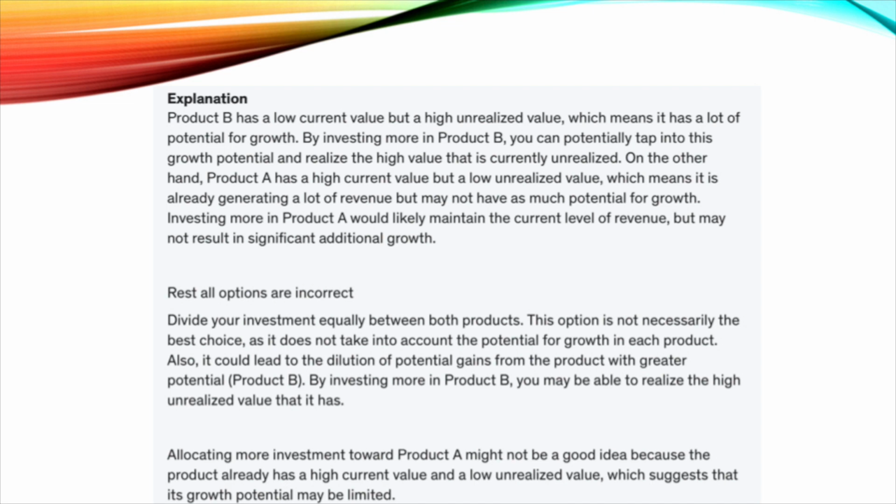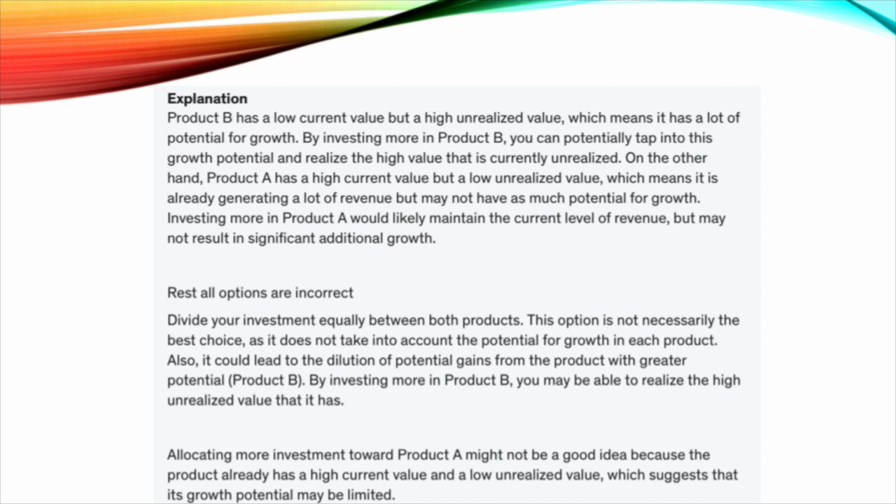Explanation: Product B has a low current value but a high unrealized value, which means it has a lot of potential for growth. By investing more in Product B, you can potentially tap into this growth potential and realize the high value that is currently unrealized. On the other hand, Product A has a high current value but a low unrealized value, which means it is already generating a lot of revenue but may not have as much potential for growth. Investing more in Product A would likely maintain the current level of revenue, but may not result in significant additional growth.